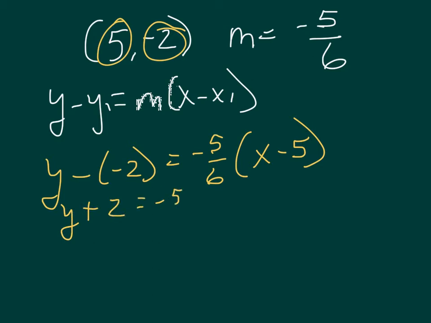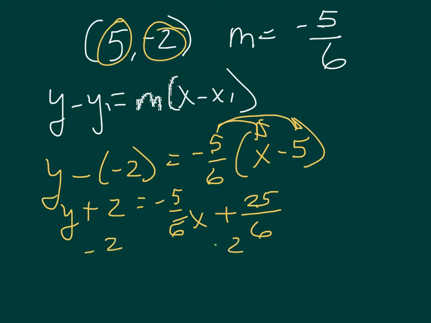This is going to be negative 5/6 x plus, because I have negative 5x, 5 over 6 times x. Negative 5 over 6 times negative 5 creates the positive. We'll just keep this as 25 over 6, ugly fraction. Got to subtract 2, subtract 2. So my final is y equals negative 5/6 x, 25 over 6 is roughly 4 and a sixth.